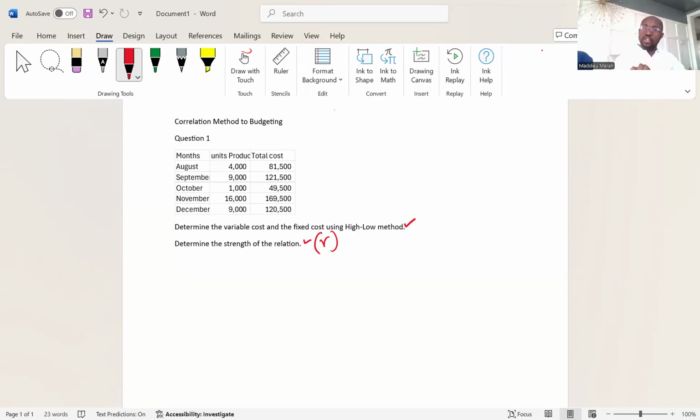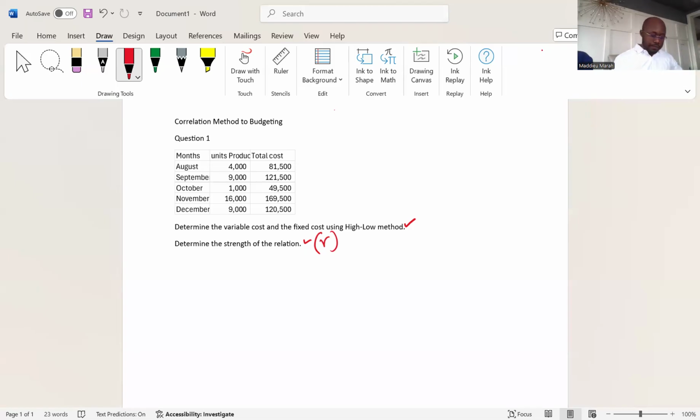Whereas for correlation and regression, which we will be doing next, we are using all the information. Okay? So for the high-low method, guys, do this high-low method and share your answer with me. You can post your answer.